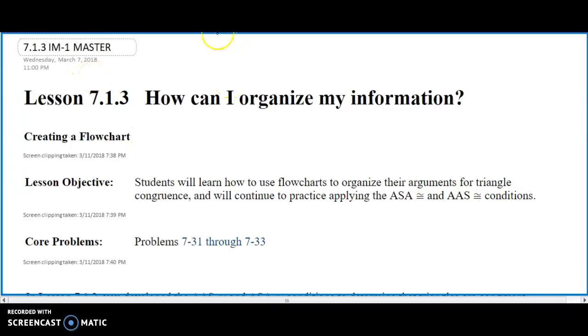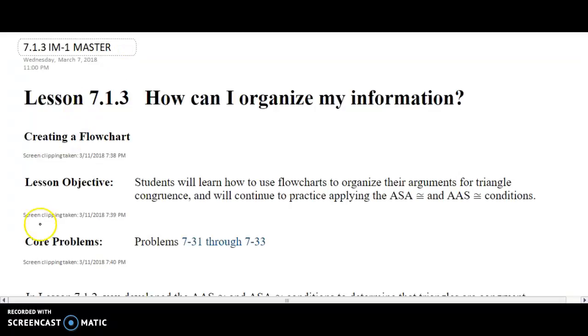So I just wanted to go over a few things on what you should be focused on today in class. You'll be working on lesson 7.1.3, how can I organize my information? Its main focus is on creating a flowchart. As you might be able to see from this, the objective is that you will learn how to use flowcharts to organize your arguments for triangle congruence. We'll continue to practice applying the angle-side-angle and angle-angle-side congruency conditions. And the core problems are 7-3-1 through 7-3-3.